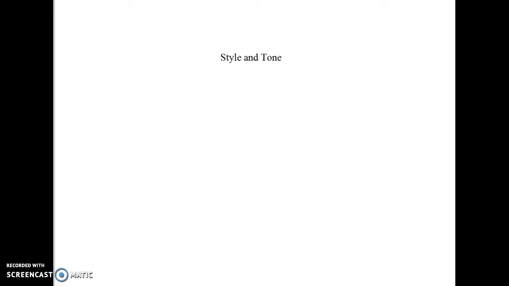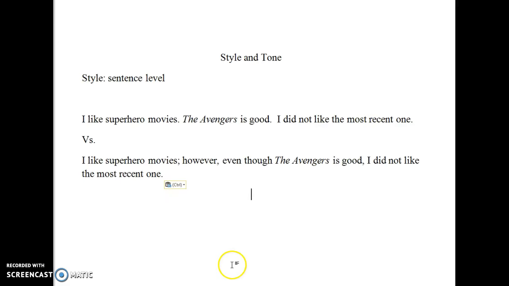Now, first of all, when we talk about style, we're specifically talking about the sentence level. Okay, so consider the following samples. First, I like superhero movies. The Avengers is good. I did not like the most recent one. Now we can change that into a single sentence that uses things like conjunctions and different punctuation than just having these short, choppy sentences. So I like superhero movies. However, even though The Avengers is good, I did not like the most recent one. This is a sample of style change at the sentence level being different, even if the words are nearly the same. Okay, so that's something that you can consider when writing.